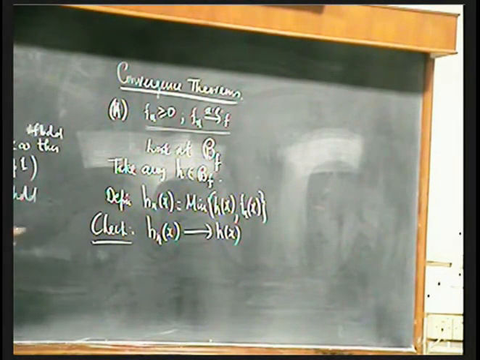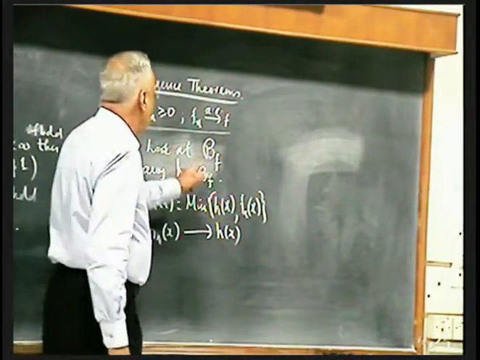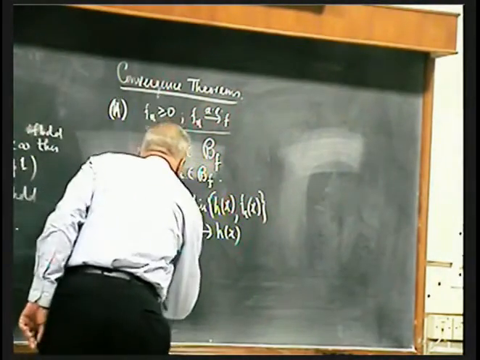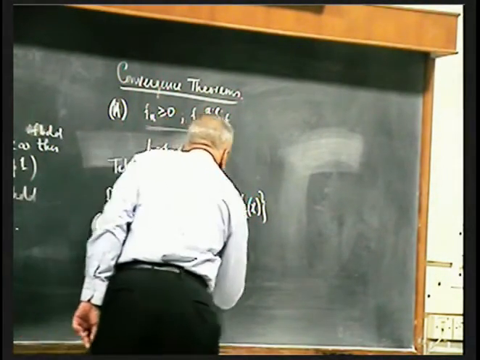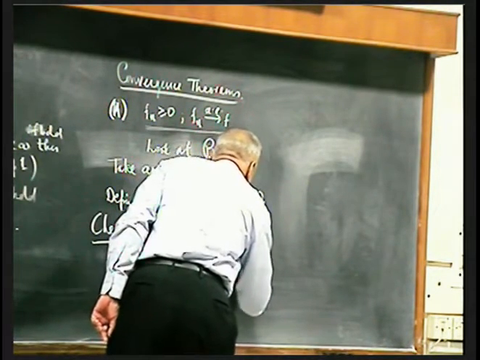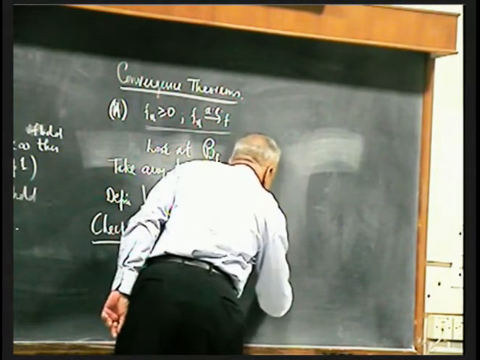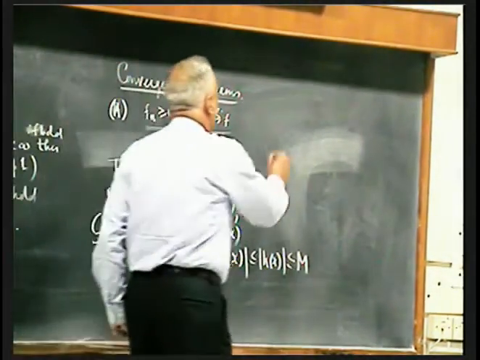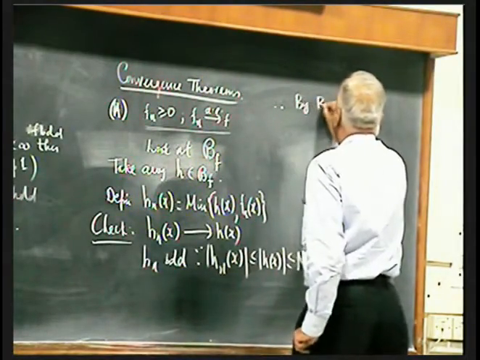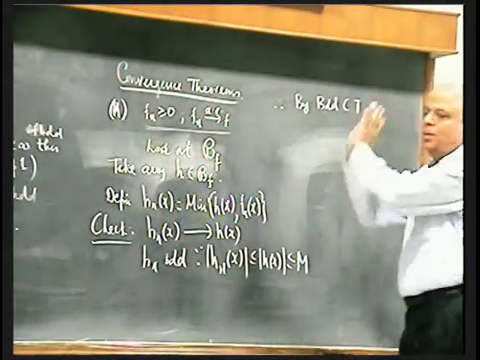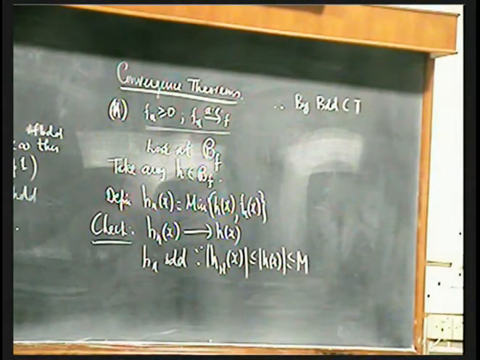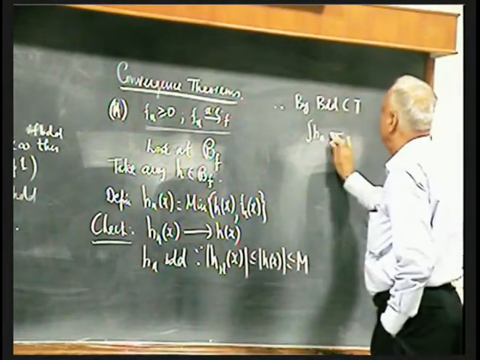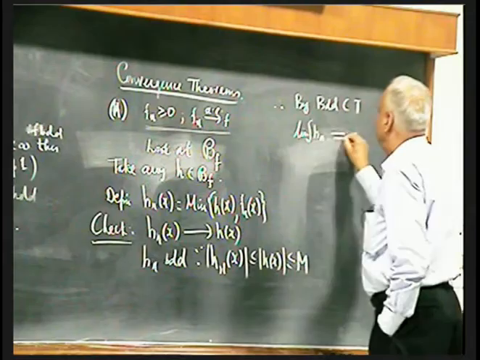Why they are satisfied? Hn is dominated by H and H is bounded. So one bound can be found for all the Hn. So Hns are bounded because Hnx is less than or equal to mod Hx, less than or equal to some m, because H is bounded. So therefore, by bounded convergence theorem, see, I always pull it back to a theorem which I know. By bounded convergence theorem, the limit of integral Hn is equal to integral H.